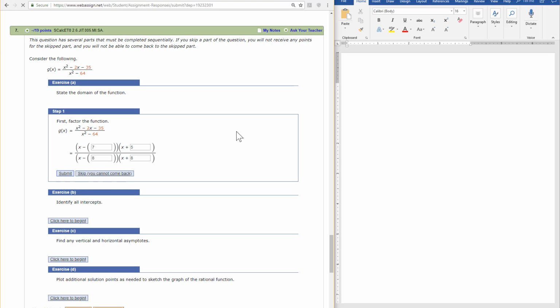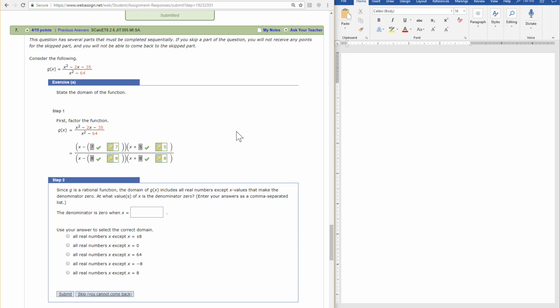So if we factor as much as we can, we can consider things that we might be able to cancel. Since g is a rational function, the domain of g includes all real numbers except values that make the denominator equal to 0. And so at what values is the denominator equal to 0? It looks like positive and negative 8. So the denominator is equal to 0 at -8.